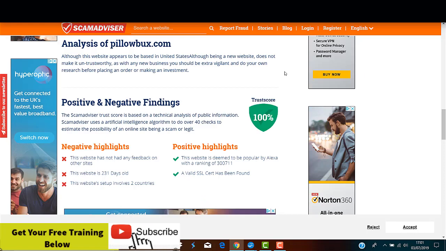And if we go to this other website called Scam Advisor, we can see that it has positive and negative highlights. On the positive side, this website seems to be popular by Alexa. And on the negative side, PillowBux has not had any feedback on other sites. The website is 231 days old, and the PillowBux setup involves 2 countries. With this information, we cannot say that it's untrustworthy, but as with any new business, you should be extra vigilant and do your own research before placing an order or making an investment.